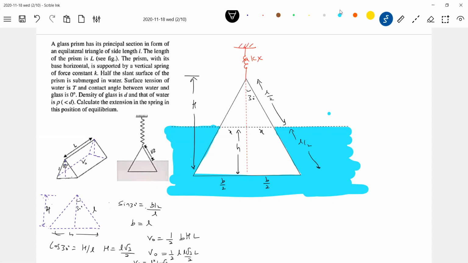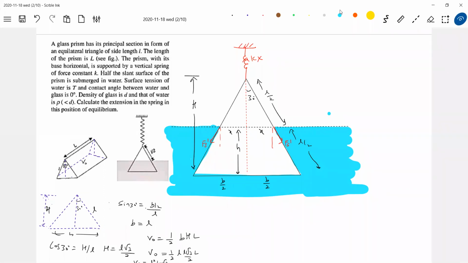Now what is our question? Force due to suffocation. Tell me how it will act here. The contact angle between water and the glass is 0. Where is the force due to suffocation? The force due to suffocation will act at these points. Only at 2 points or everywhere? Everywhere on this prism.